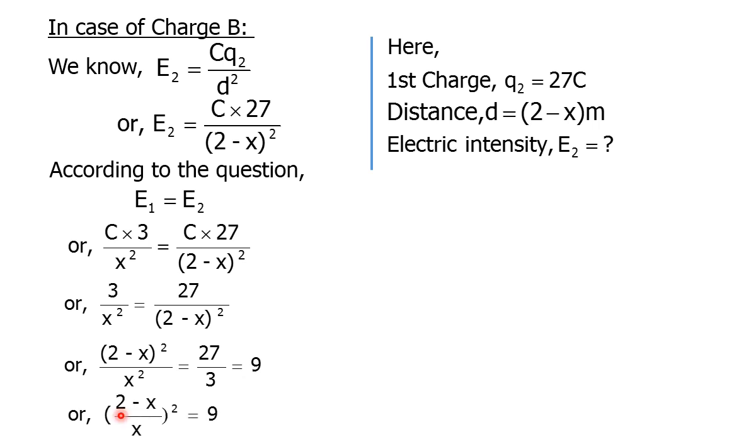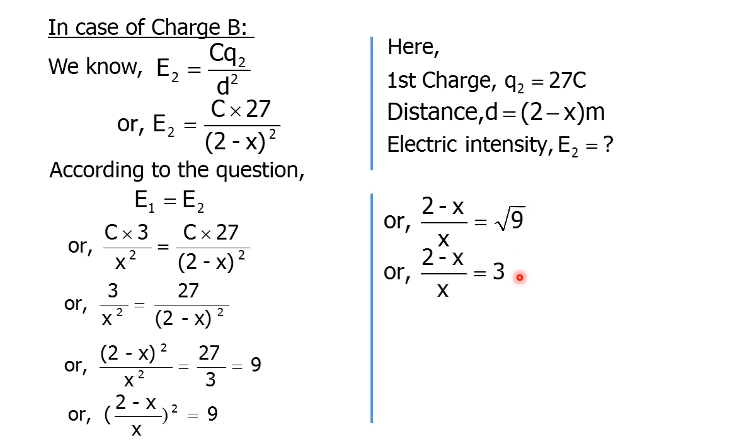So we can write 2 minus x divided by x whole square, because numerator and denominator have square, and the right side is 9. If we transfer the square from the left side to the right side, then we can write square root 9, and the square root of 9 is 3, so we can write 2 minus x divided by x equal to 3. If we multiply x with 3, then we can write 2 minus x equal to 3x.